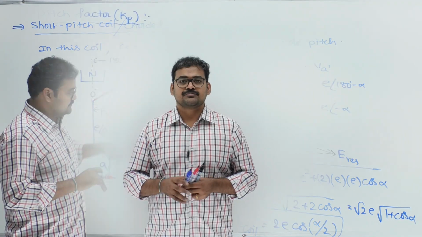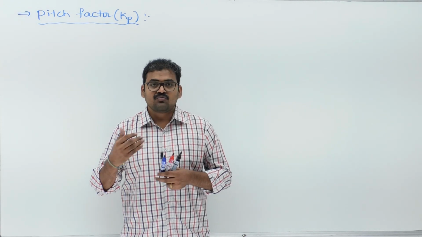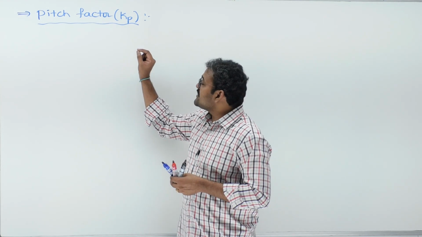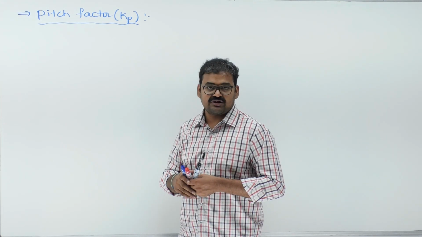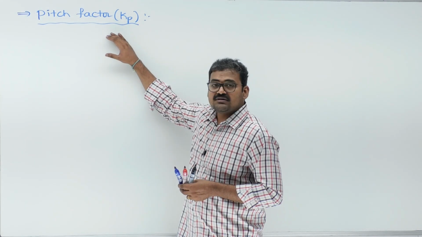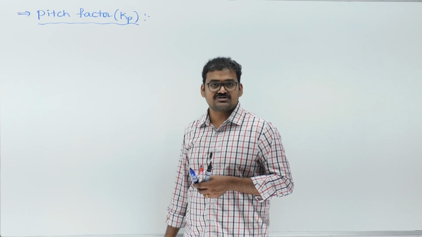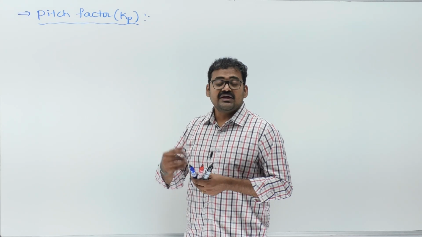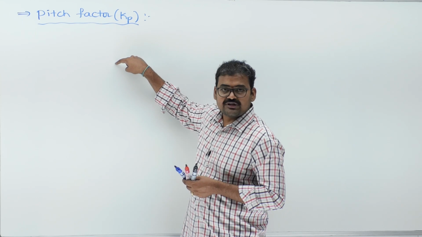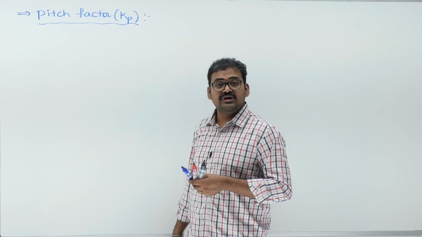Okay, all right. Once we have an idea about full pitch coil and short pitch coil, now we need to learn about an important factor known as pitch factor. This is another important terminology of armature winding. So first let me give you the definition. Pitch factor is the ratio between a short pitch coil voltage to full pitch coil voltage. Very simple. I am repeating, it is the ratio between short pitch coil voltage to full pitch coil voltage. So numerator is voltage, denominator is also voltage. That's why it is a unitless quantity.